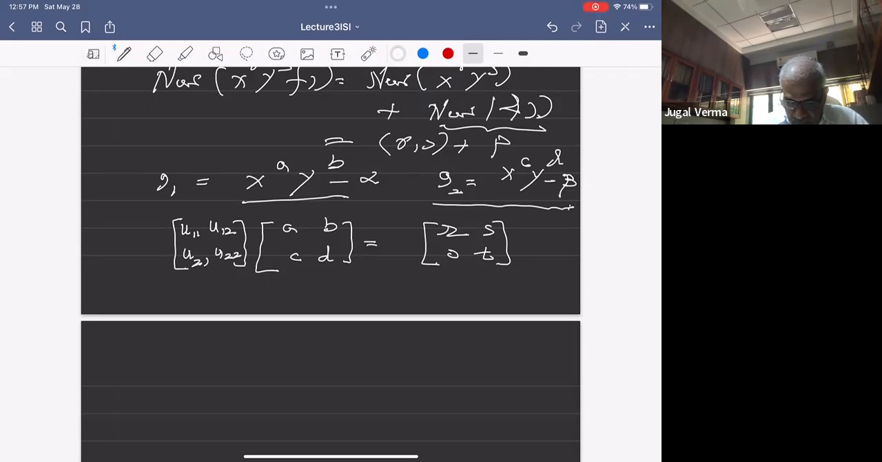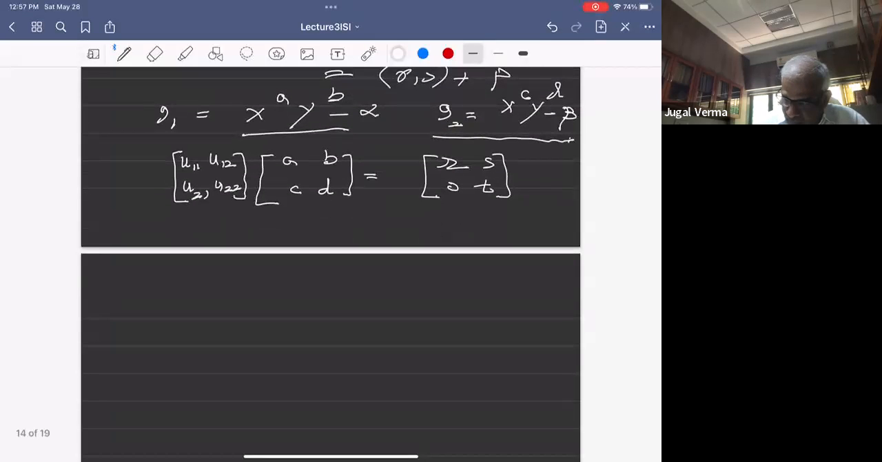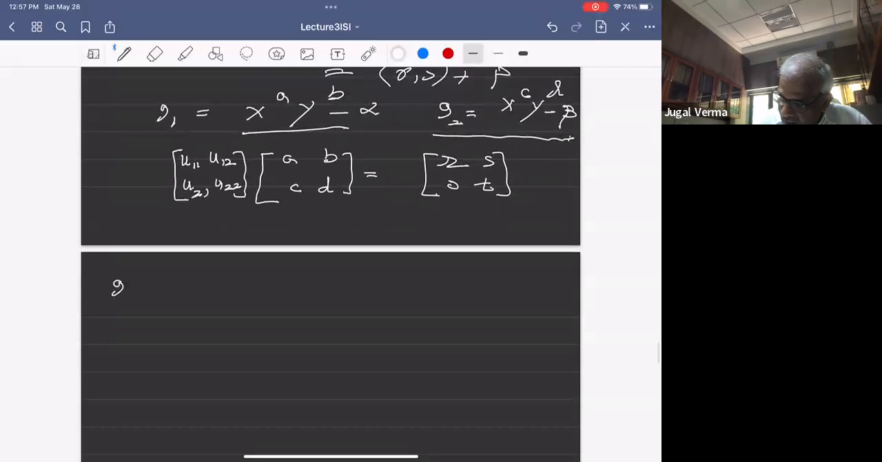All right. So now we will use this Hermite normal form. G1 equal to 0 equal to G2. We are looking for solutions of G1 and G2, but that is if and only if X^A Y^B equals alpha and X^C Y^D equals beta.